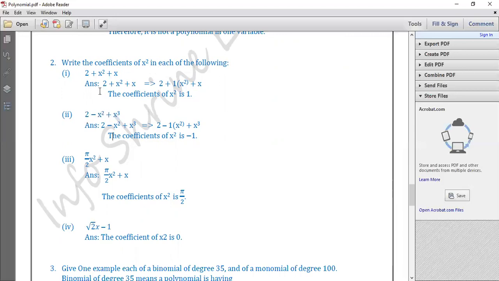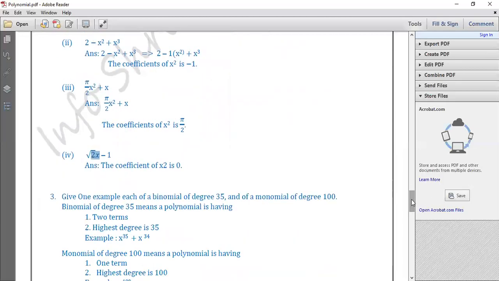And then here 2 minus x square plus y cube. The question asked us to write the coefficient of x square, so they are asking only about x square. If you see the x square here, it is minus 1. See, it is minus. So the coefficient is minus 1. And if you see the x square here, it is pi by 2. So the coefficient of x square is pi by 2. And if you see the x square here, I actually don't see any x square.